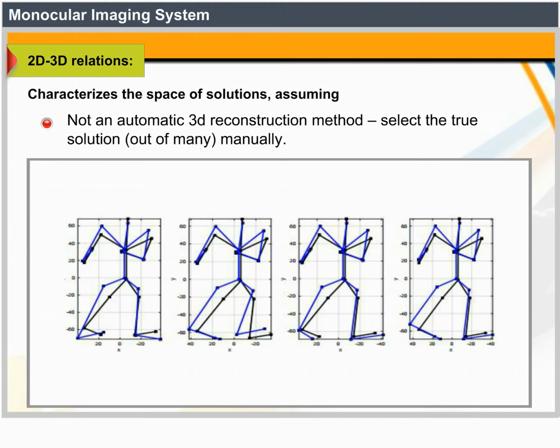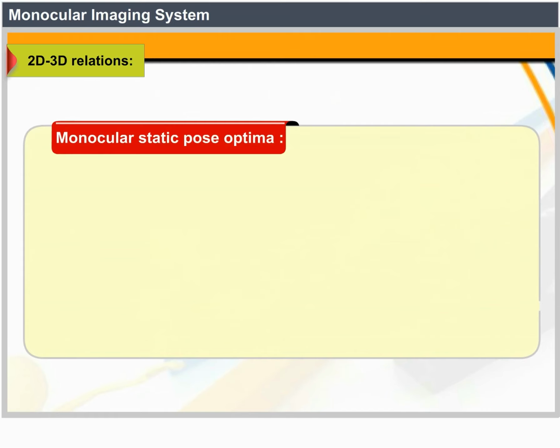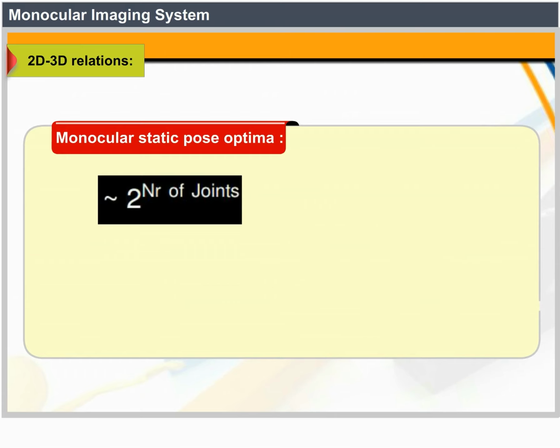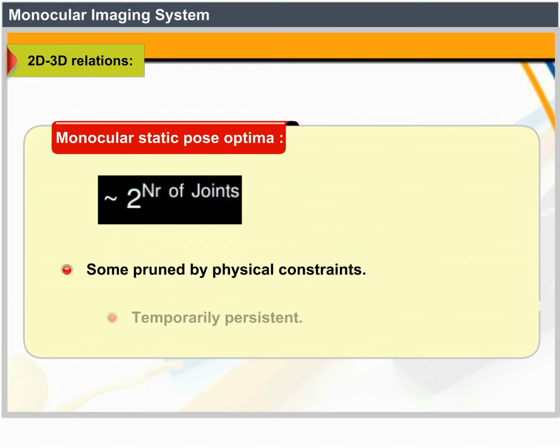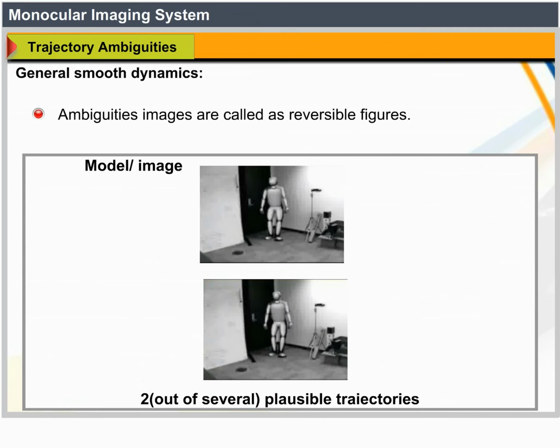Adapted for orthographic cameras. Monocular static pose optima. It has 2 to the power of the number of joints. Some pruned by physical constraints. Temporally persistent. Trajectory ambiguities. General smooth dynamics. Ambiguous images are called reversible figures.